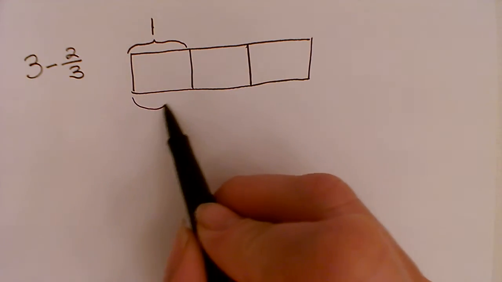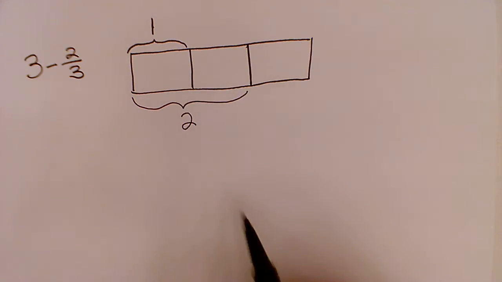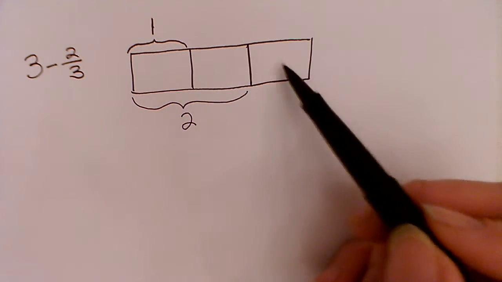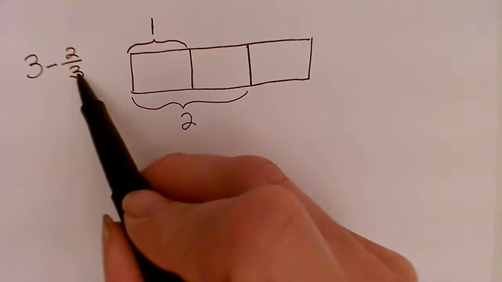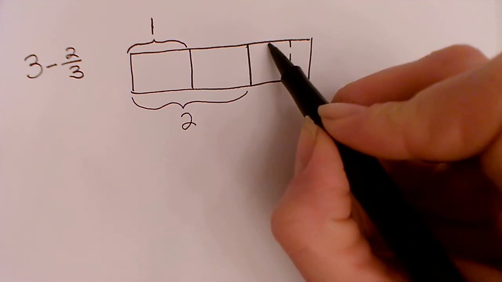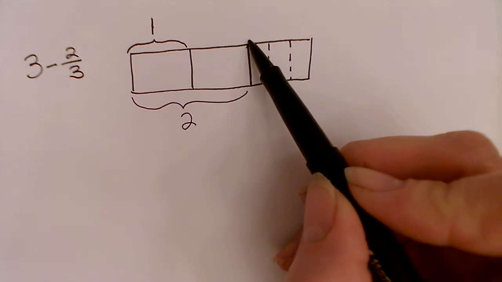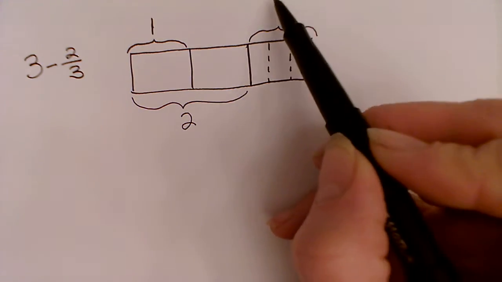So I'm going to leave it as 2 here. So I have 1, 2 wholes. But then I'm going to take the 3rd whole, and I'm going to turn that into thirds. So I'm going to model that using dotted lines. So now what you can see is that here I have 3/3.